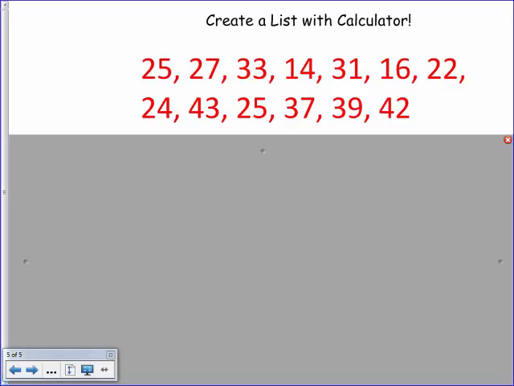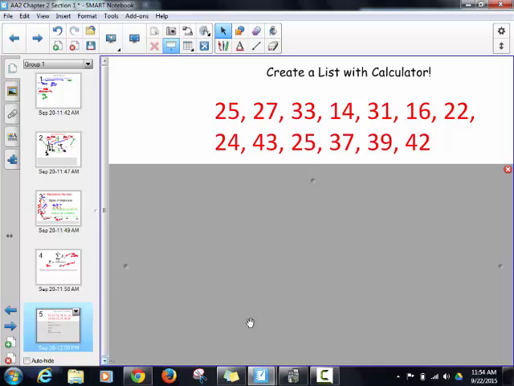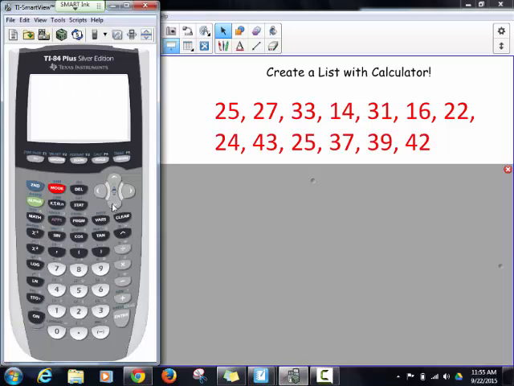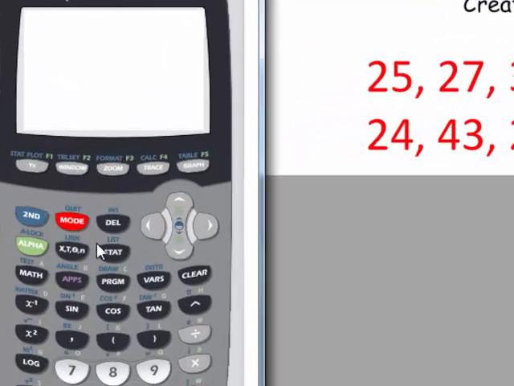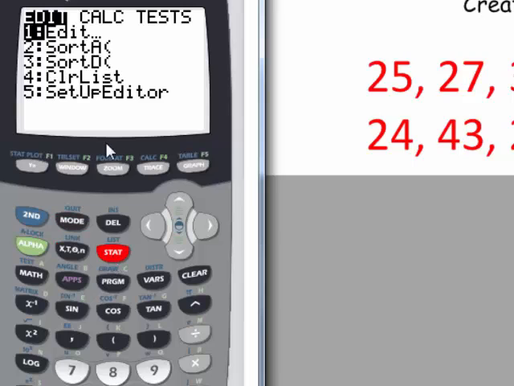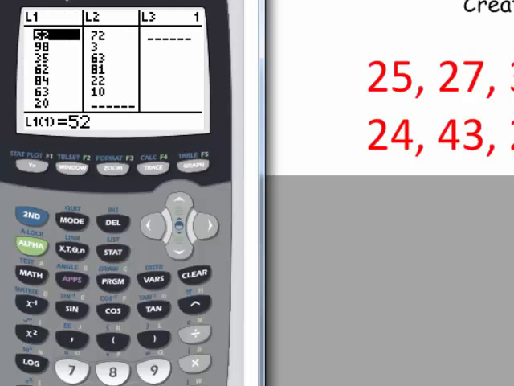Let's go ahead and create a list, because we need to input a list if we're going to look at some statistics. To make our list, you notice we have a stat, or statistics, button. So I'm going to click on that, and right away it says edit. That's where we can edit our list. So I'm going to go ahead and hit enter to get in there. And if you take a look, I already have some lists in there.